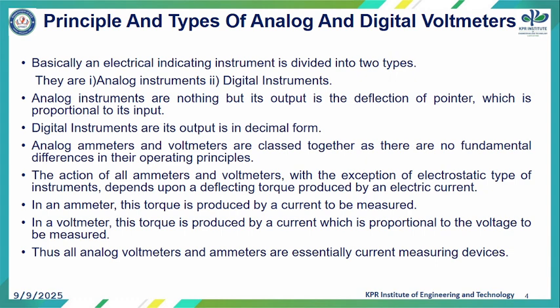Analog ammeter and voltmeter are classed together as there is no fundamental difference in their operating principle. The action of all ammeters and voltmeters, with the exception of the electrostatic type of instrument, depends upon a deflecting torque produced by an electric current. In an ammeter, this torque is produced by the current to be measured. In a voltmeter, this torque is produced by a current which is proportional to the voltage to be measured. Thus, all analog voltmeters and ammeters are essentially current measuring devices.